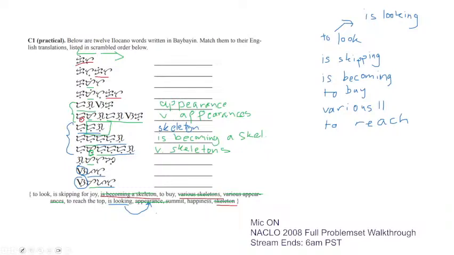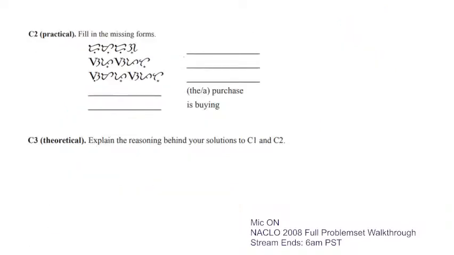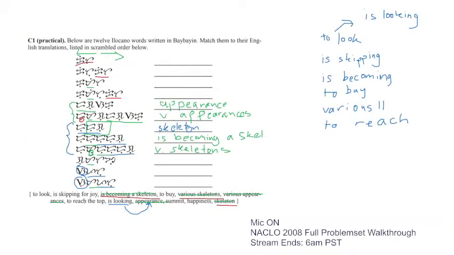Okay, let's see the other questions and see if we can make headway on those. Okay, fill in the missing forms. Okay, so you really got to understand what each of these characters mean. Let's see. To buy. To buy seems to be the only unique one that's not actually summit. And to reach the top relates to summit, happiness relates to is skipping for joy, and to look can relate to is looking at appearances. Since to buy is the only individual word on its own, I'm gonna guess that to buy is here.